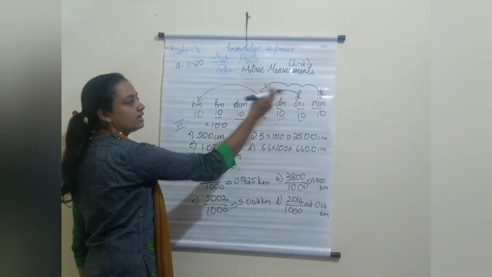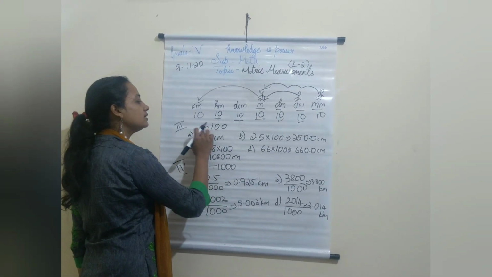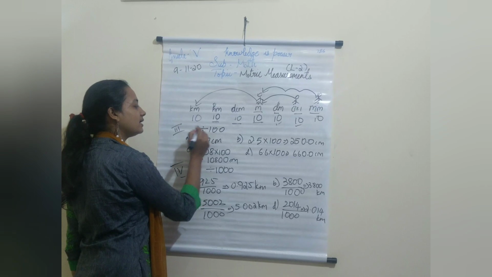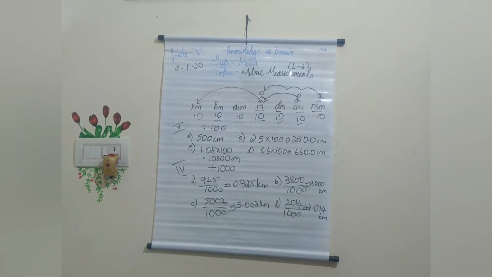So now let's go for the fifth one, converting from centimeters to meters. Centimeters to meters. Again you are coming back 2 steps. So what should you do? You should divide by 100. So let's start dividing it by 100.